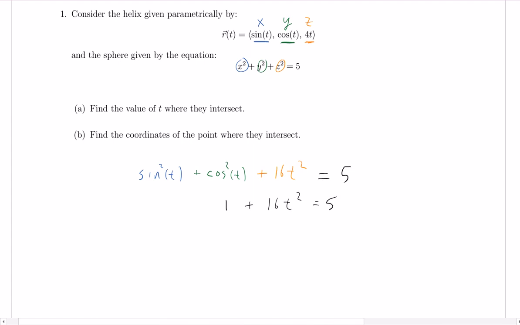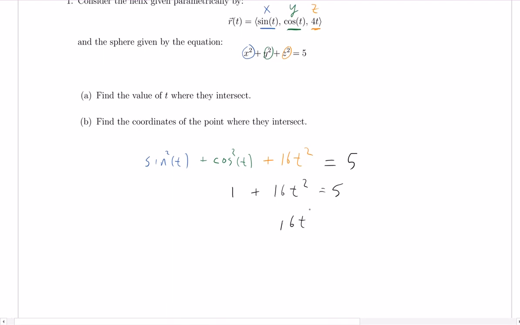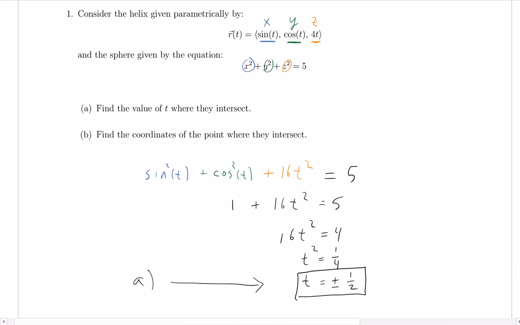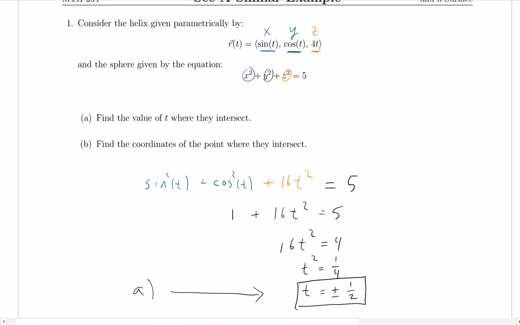At this point it just becomes a simple exercise in algebra. So we just shuffle things around. Subtract 1. Divide by 16. Get a quarter. And so we easily see now that t is either 1/2 or minus 1/2. So there are two solutions to part A. So here's our answer to part A. We have two answers. The helix intersects the sphere both when t is 1/2 and when t is negative 1/2.